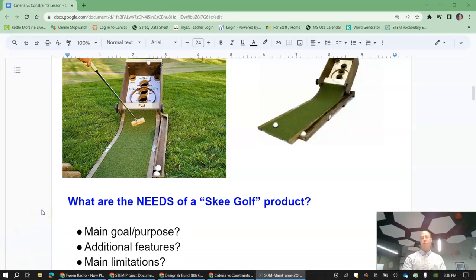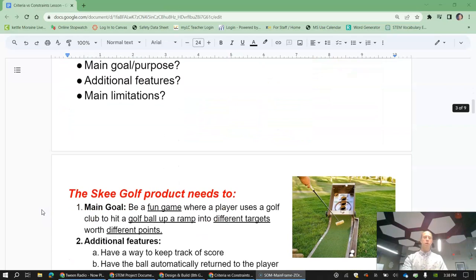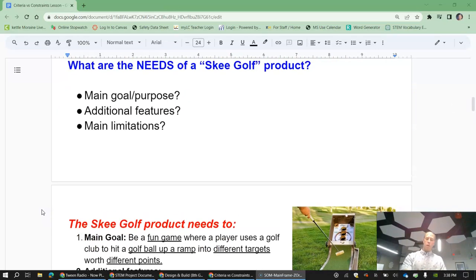We're going to go through some examples that I came up with. This is not a fully complete list. This is just some examples. I'm trying to get some of the main examples here for you. Let's start with the main goal of the product. So here's what I identified as the main goal of the product.